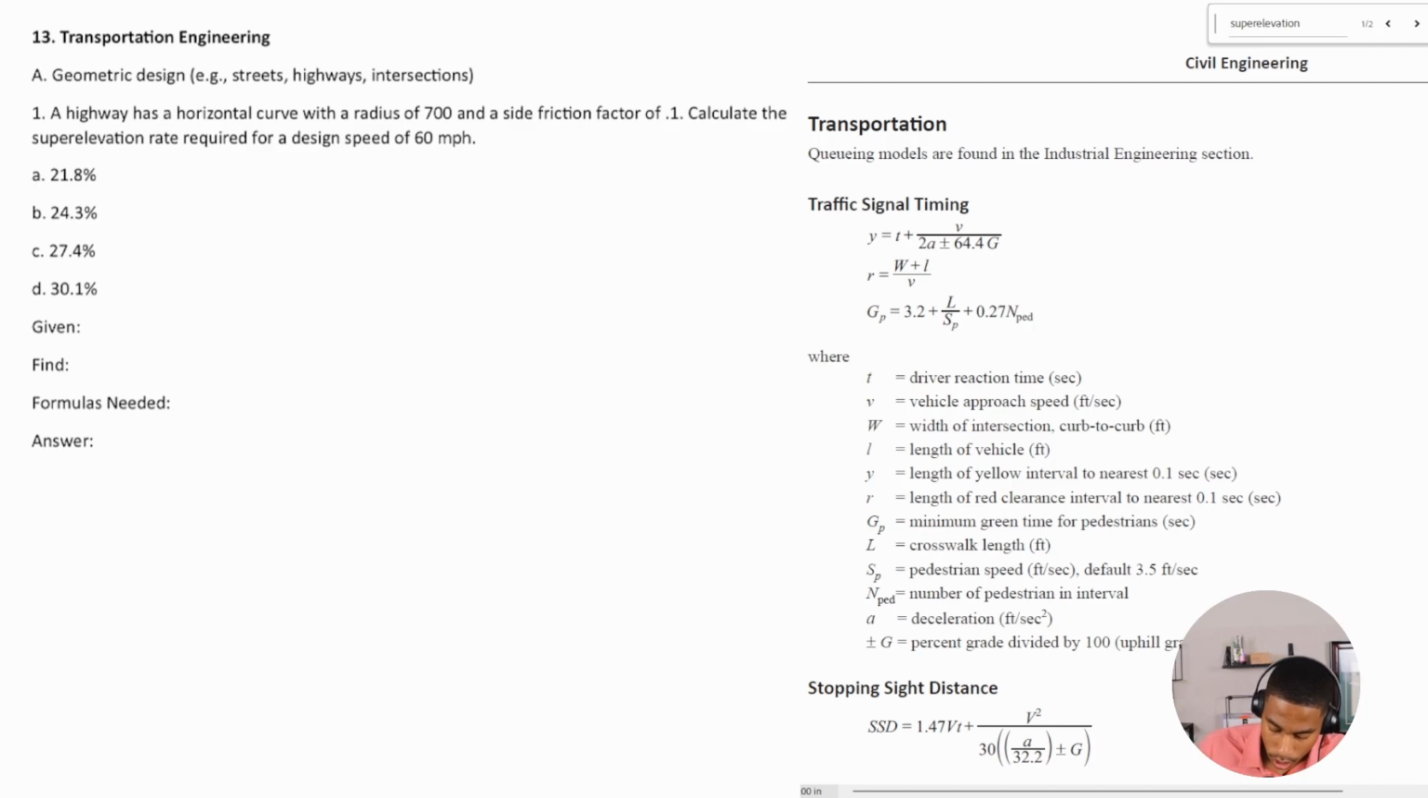So it looks like we are given the radius, which is 700. We're given the side friction factor, which is 0.1. And we're also given speed, which is 60 miles per hour. Okay. What are we trying to find? We're trying to find super elevation.